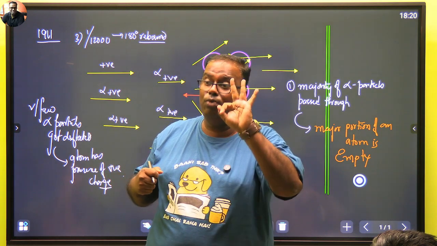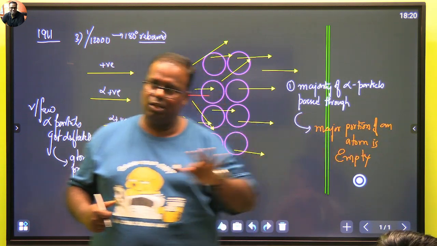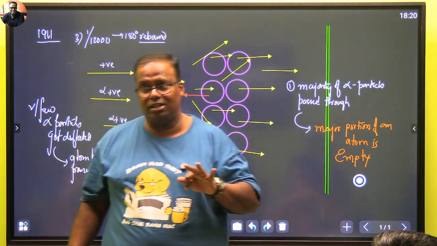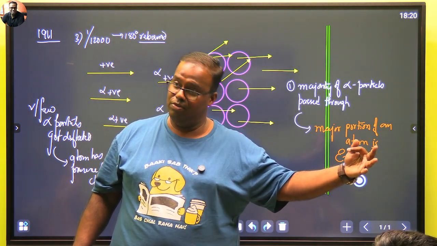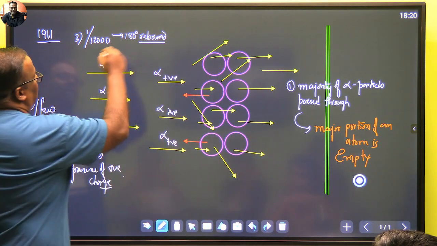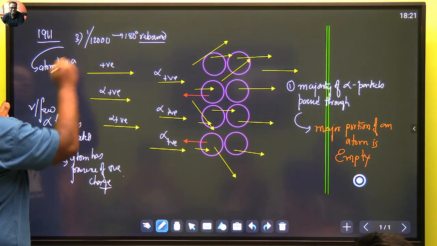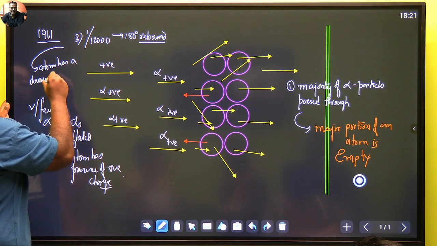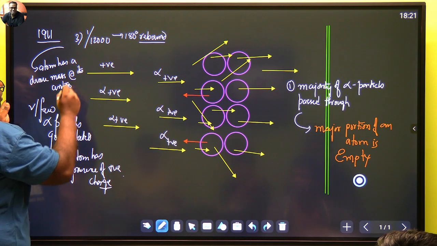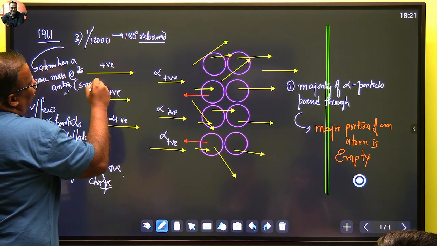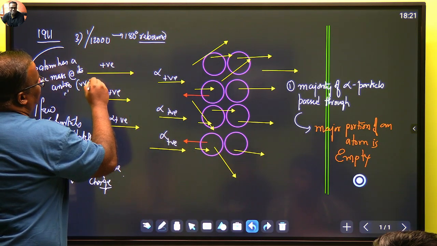What is their mass number? 4. 4 means they are quite heavy. Such a heavy particle collided and came back, which means whatever it collided with must be even heavier. That means it tells that the atom has a dense mass at its center. Okay, and this mass is very, very small. This dense mass is very, very small.